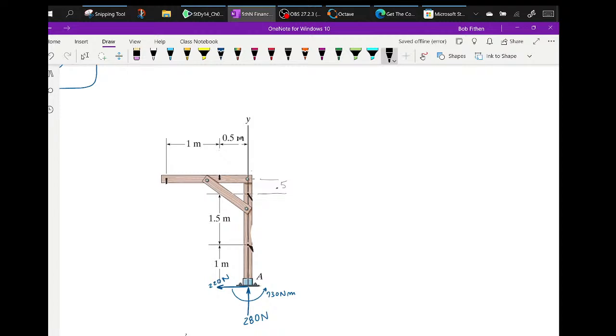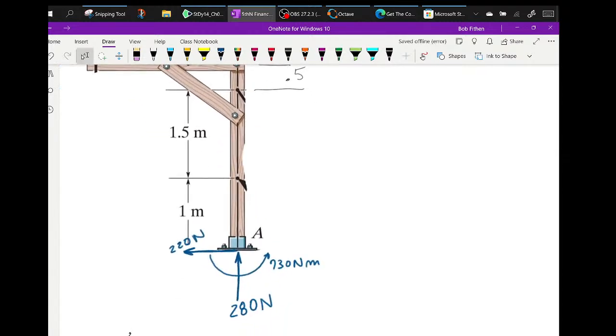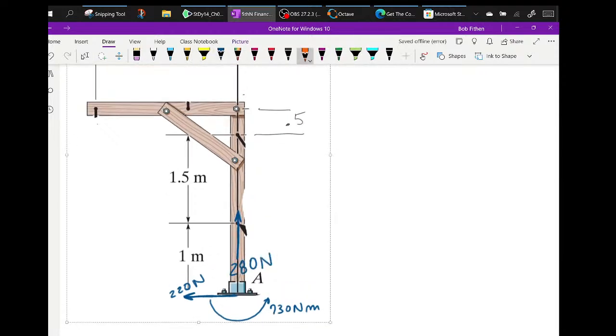Okay. So transmissibility tells me I can move this thing up and down wherever I want. So let's move it up here. I didn't create anything, so I'm going to put it at some point up here, like D.